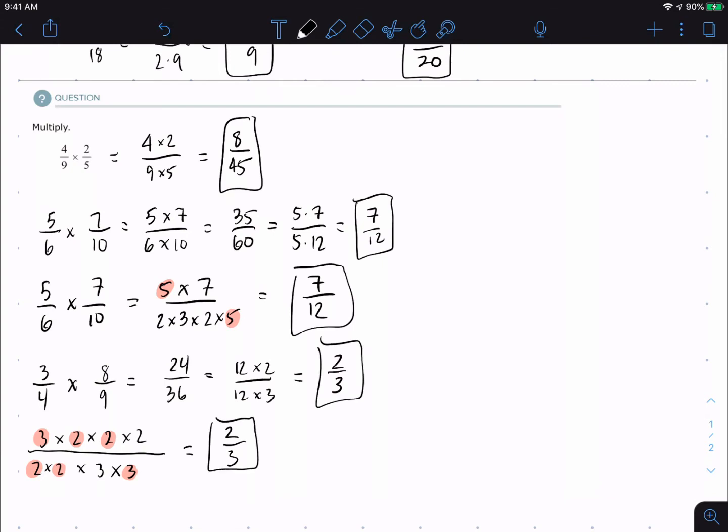I tend to not like to work with big numbers, so I tend to break down my numbers into prime factors to help simplify things. Does that make sense? Okay, let me go on to the next example.